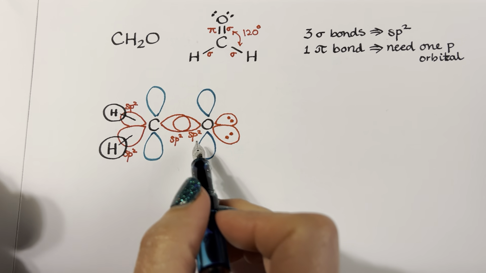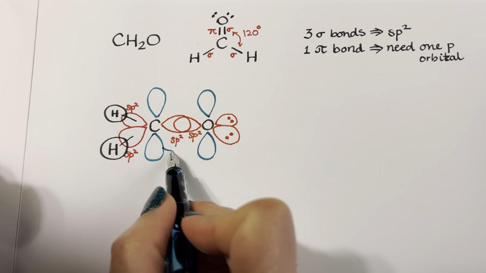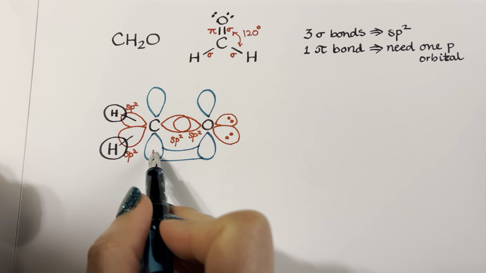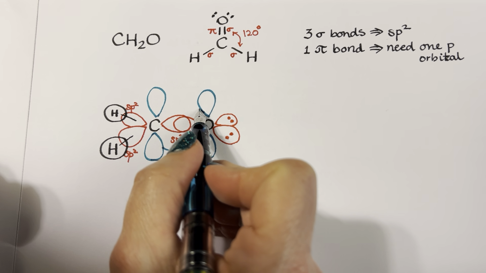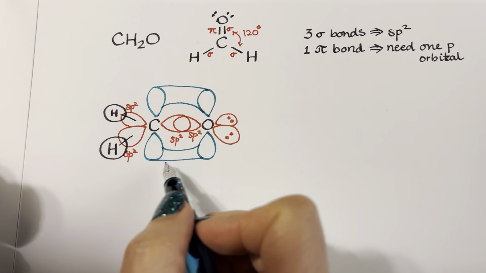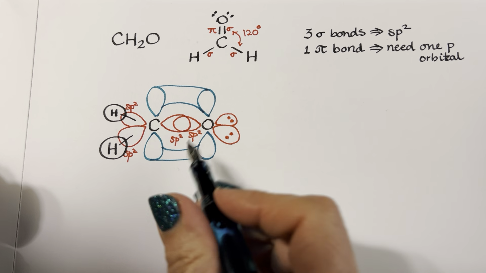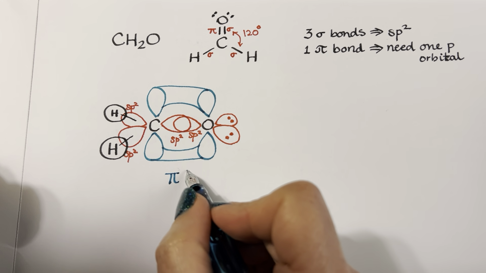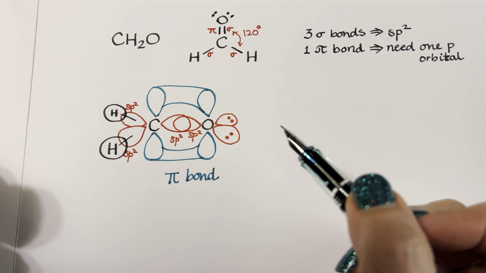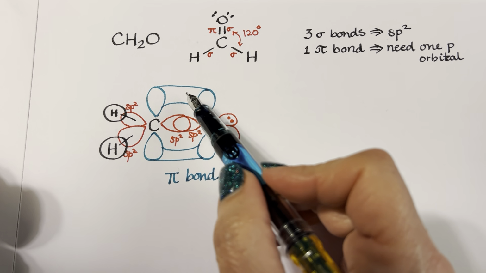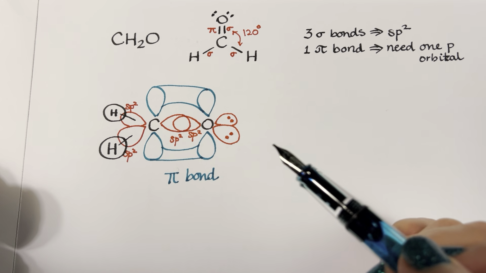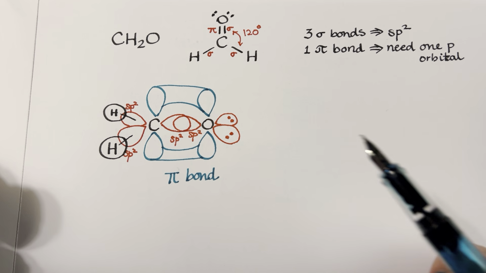This then allows electron density between these two to connect, overlap, above and below the plane. This is creating our pi bond, both above and below the plane. So electrons can be found, essentially with equal probability, above and below the plane for this pi bond.